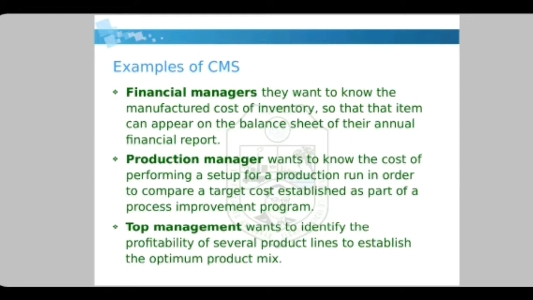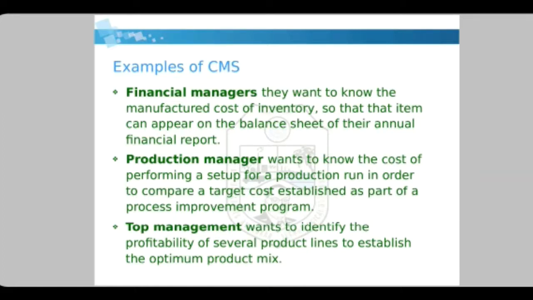So this is what is written: financial managers want to know the manufactured cost of inventory so that the item can appear on the balance sheet of their annual financial report. Then production managers want to know the cost of performing setup for a production run in order to compare it with a target cost established as a part of a process improvement program.